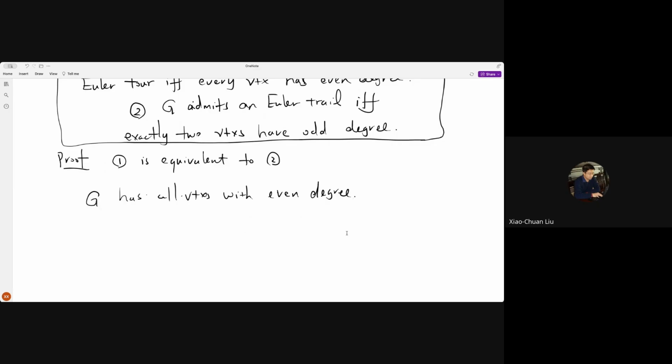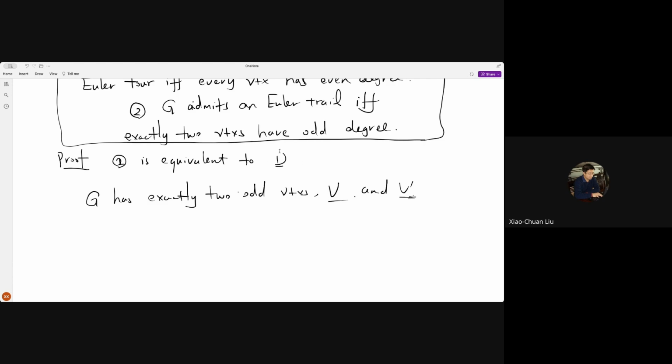Right, there is a problem. So I think it's easier to say that G has exactly 2 odd vertices. Two odd vertices, say V and V prime. Okay, so in situation 2, so let's say 2 is equivalent to 1.